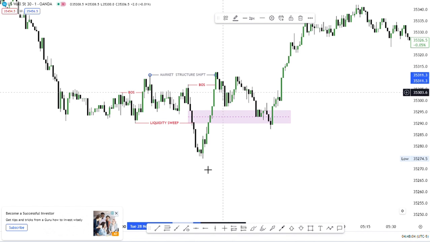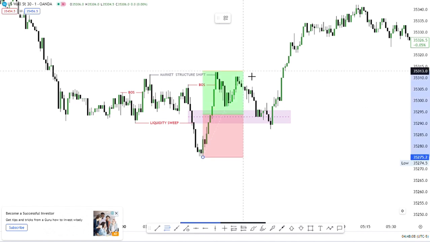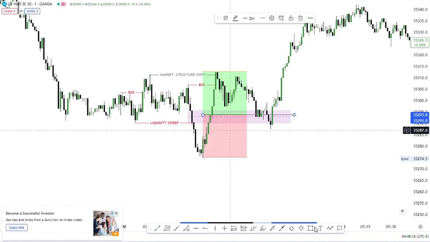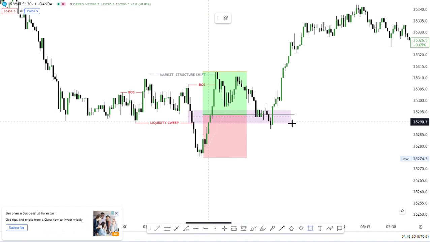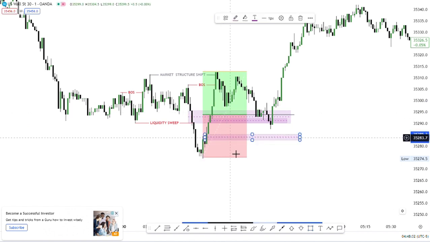So you take your fib and put it from the low to the high, and this is your equilibrium. You look for your PDA in the discounted market. So the first one is the one you can use. I like to use the first one myself. You can use the first one or the last one.